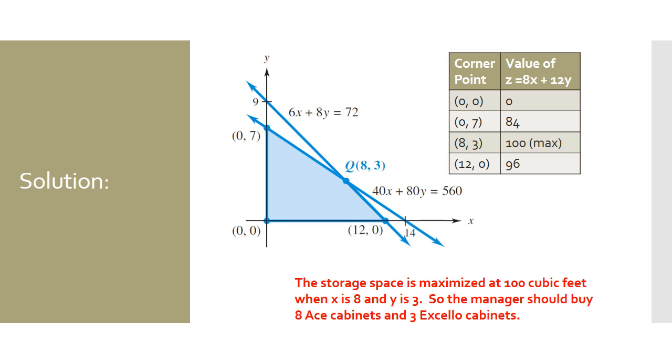And we do what we did in the last section. We graph it. So here's our lines graphed. We have kind of an almost triangular region. We find our corner points, and those are (0, 0), (0, 7), (8, 3), and (12, 0). We put those X and Y values each into the objective function, and we, again, remember we want to maximize our storage space, and we get a maximum storage space at 100 cubic feet, and that happens when we buy 8 ACE cabinets and 3 Excello cabinets.